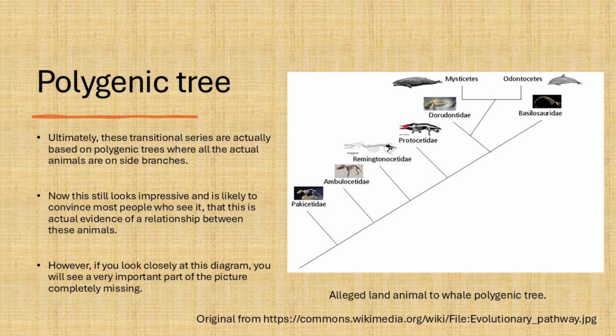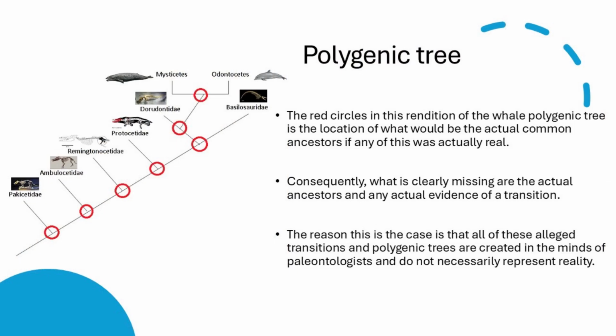Now, this still looks impressive, and it's likely to convince most people who see it that this is actually evidence of a relationship between these animals. However, if you look closely at this diagram, you will see a very important part of the picture completely missing. The red circles in this rendition of the wheel polygenic tree are the location of what would be the actual common ancestors, if any of this was actually real. Consequently, what is clearly missing are the actual ancestors and the actual evidence for any transition.